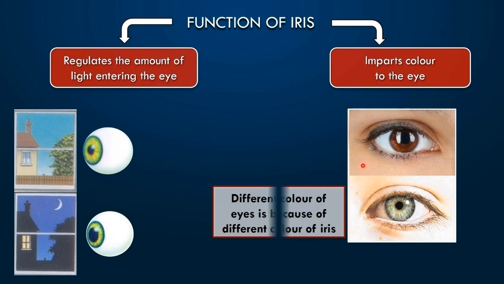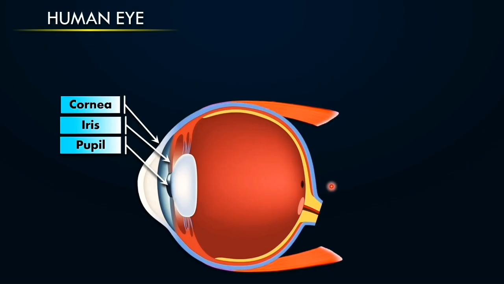Okay, now see here. As I already told you, different color of eye is because of different color of iris. So there are different eye colors, right? Like brown, green, blue, hazel, etc. These eye colors are determined by the iris. So I hope you all understood.